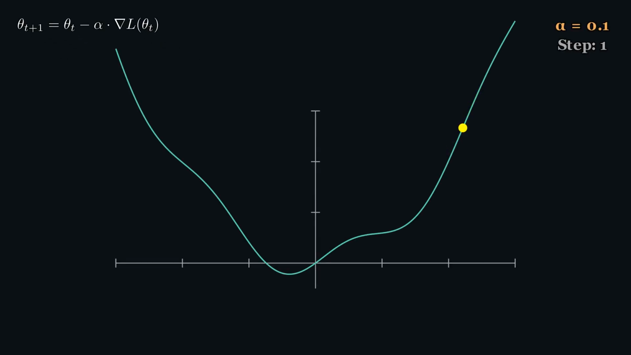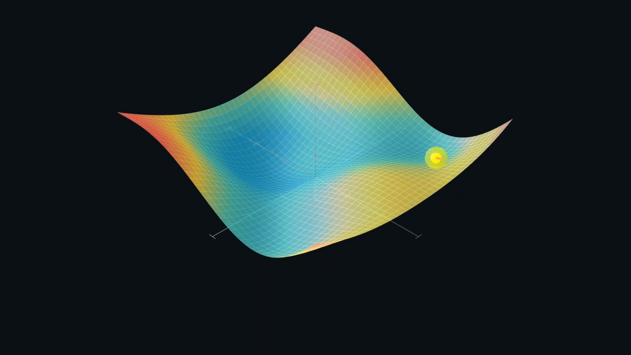Step 1. Compute the gradient at our current position. It's positive. The curve slopes upward to the right, so the negative gradient points left. We take a step. Step 2. The gradient is still positive, but smaller now. The slope is gentler, a smaller step. Step 3. Step 4. Step 5. Each step brings us closer to the minimum, and each step gets smaller as the slope decreases. After about 15 steps, we've essentially arrived. The same process works in higher dimensions. On our 3D surface, the dot follows the negative gradient at every step, tracing a path down the mountainside toward the nearest valley.